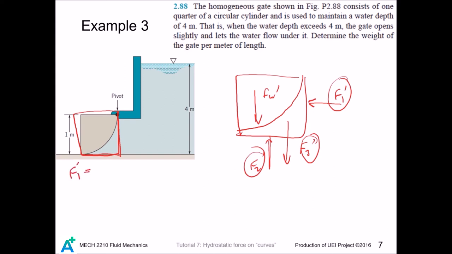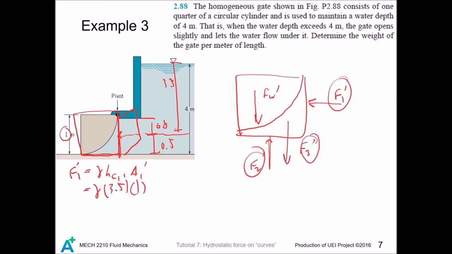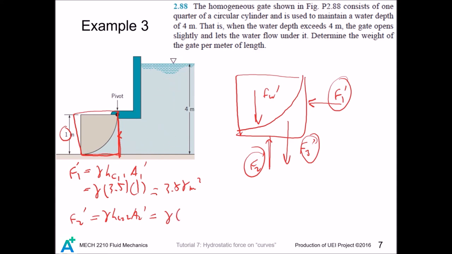For F1, gamma h_C1 area prime. The centroid for this rectangle is going here, so this is 0.5 and this is 0.5, so this is 3.5. And 1 is this length, and that is 0.5 gamma meter squared. And for F2, we also have gamma h_C2 A2 prime, and that is gamma times the depth of the water, which is 4 meters. And this length is 1, so 4 gamma meter squared.